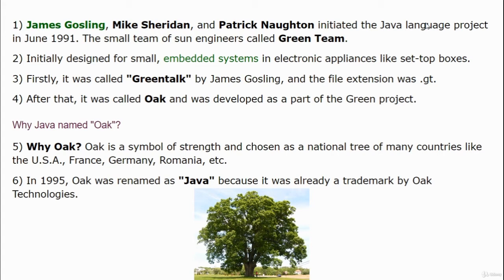So why was Java named Oak? Oak is a symbol of strength and is the national tree of many countries like USA, France, Germany, Romania, etc. In 1995, Oak was renamed Java because Oak was already a trademark of Oak Technologies, and Oak Technologies could sue them for using their trademark. So they had to change the name.